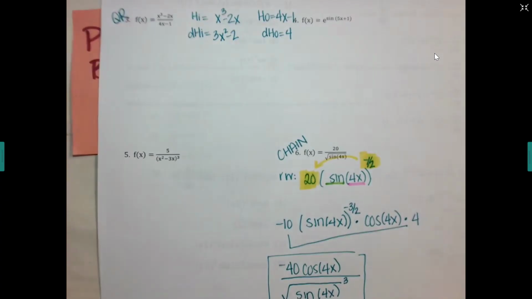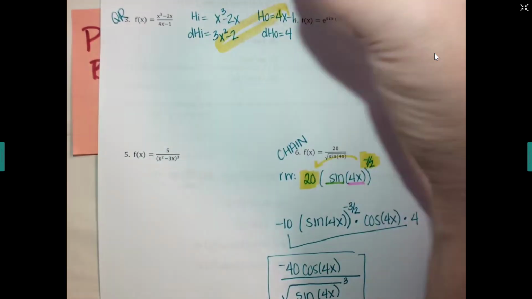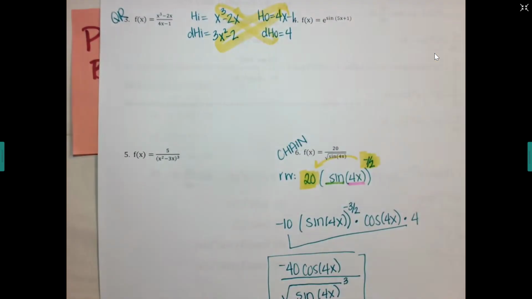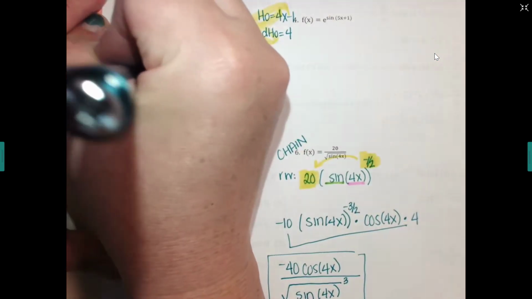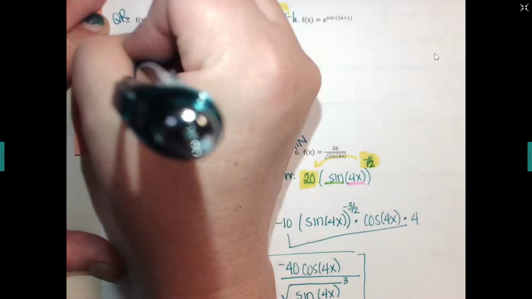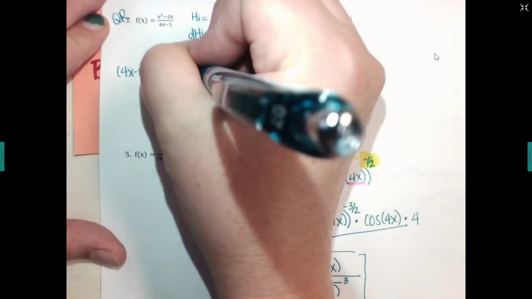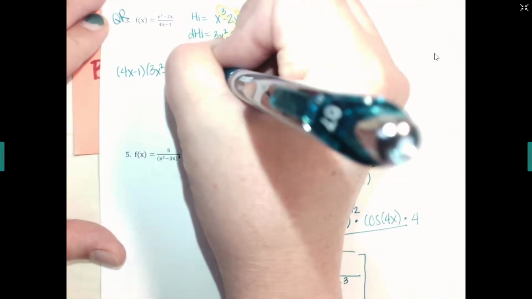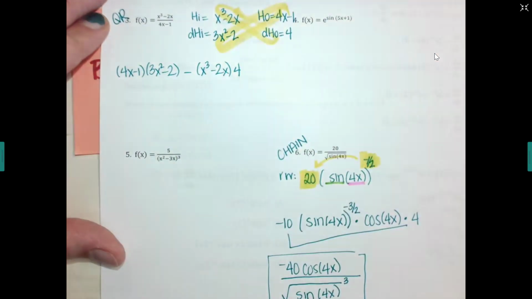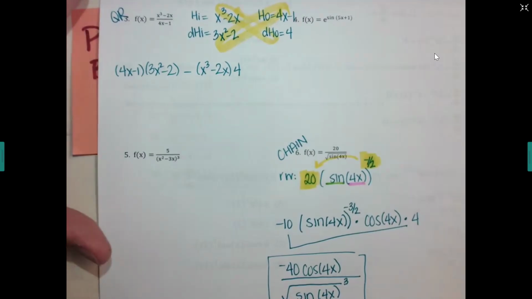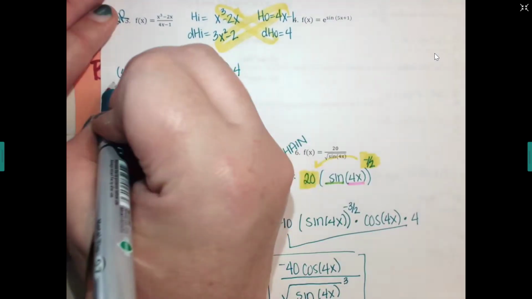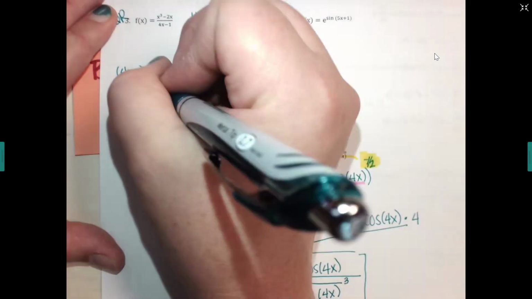From there, remember the order on quotient rule matters. It's ho d high, then minus high d ho. But you will have that order on your cheat sheet for your test. So it'll be 4x minus 1 times 3x squared minus 2. And then high d ho would be x cubed minus 2x times 4. You just need that one. And then over ho squared.